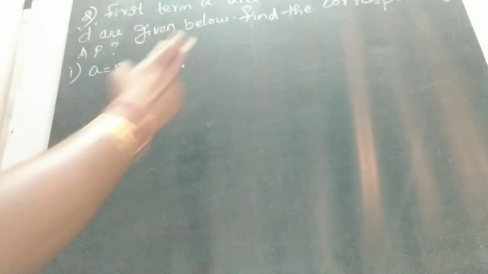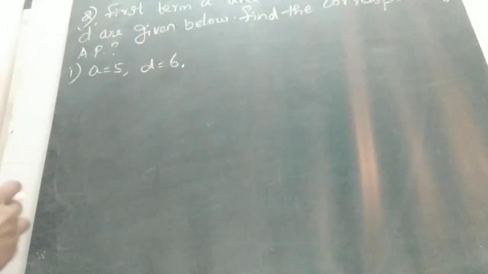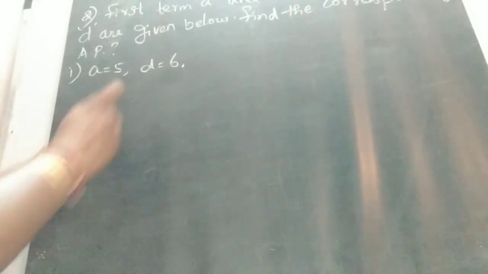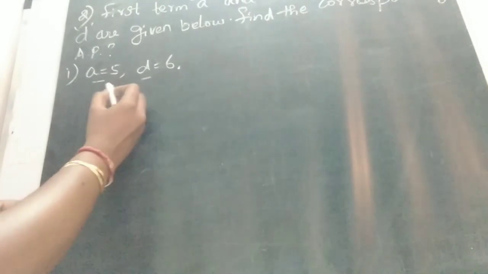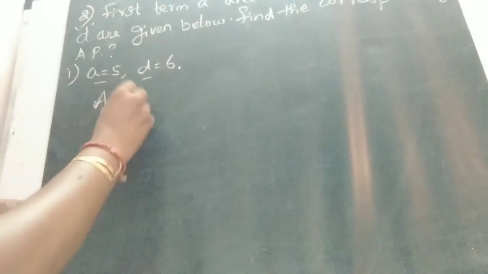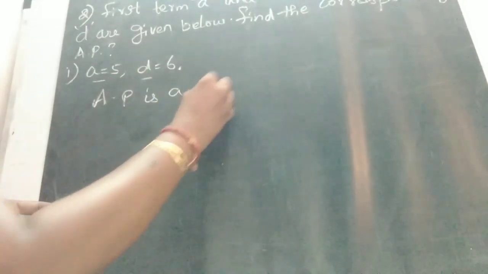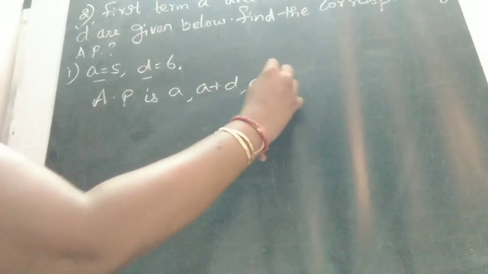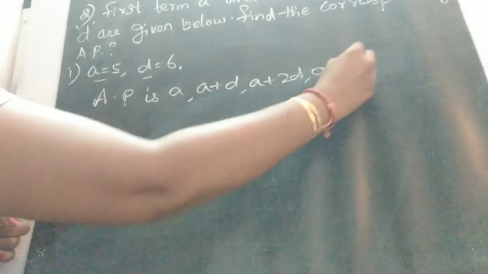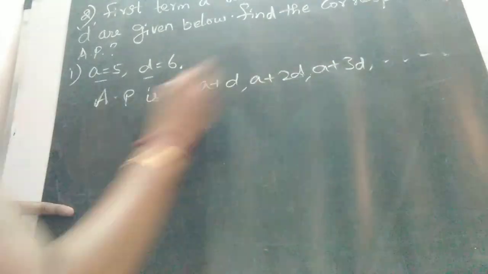Now look at the next sum, 2.5. The first term A and common difference D are given below. Find the corresponding AP. When the first term and the common difference are given, the arithmetic progression is of the form A, A plus D, A plus 2D, A plus 3D, and the sequence goes on like this.